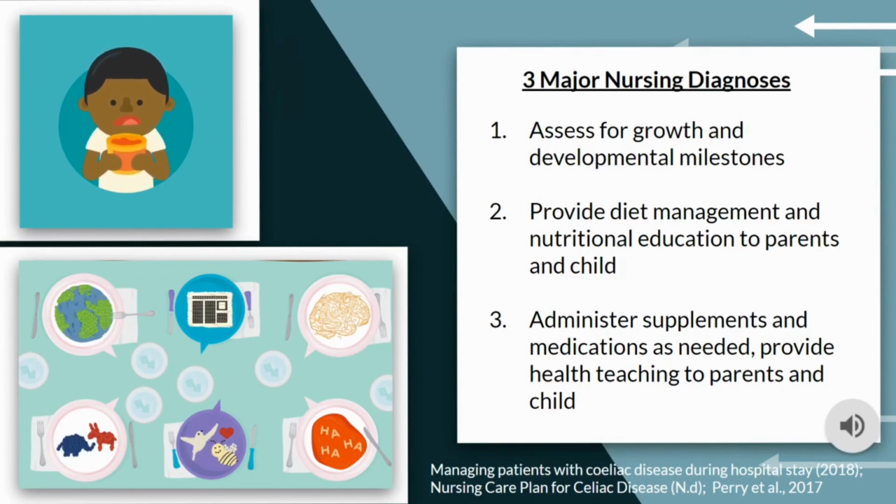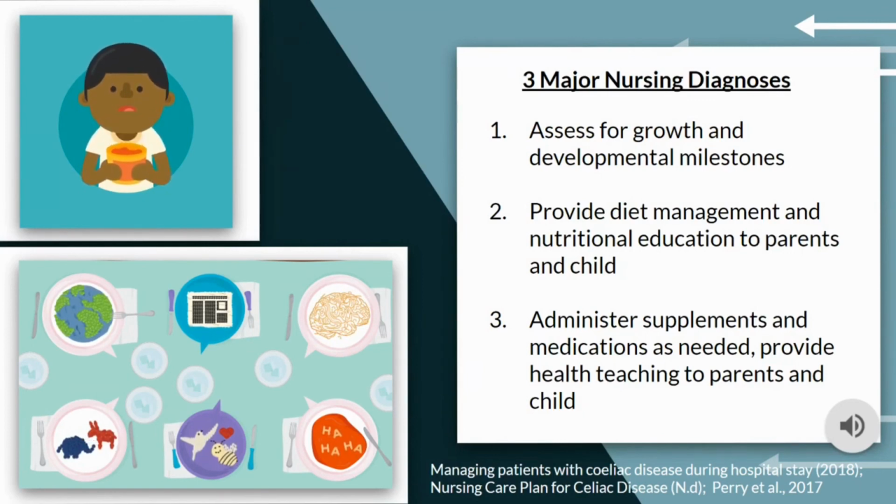Parents should also be aware of the signs and symptoms of gluten ingested food as well as teaching their child these signs and symptoms. Health teaching should be provided as gluten can be present in hygienic products such as lipsticks, balms, toothpastes, and mouthwashes. The third major nursing diagnosis is administering supplements and medications as needed, providing health teaching to both the parents and the child once again.